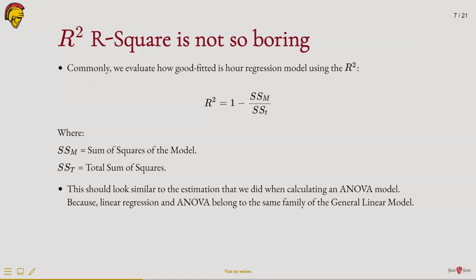What we do is just add one and subtract that. Why? Because by subtracting one, we are creating a number that goes from 0 to 1, right? It's a ratio that will go from 0 to 1. The closer it gets to 1, the more variance is explained by the model.